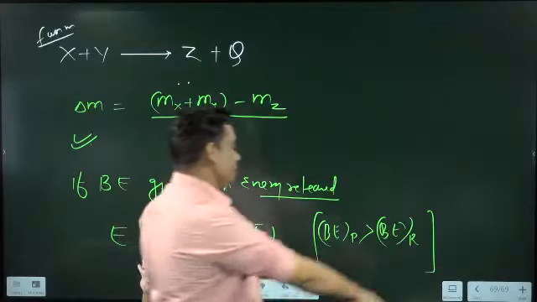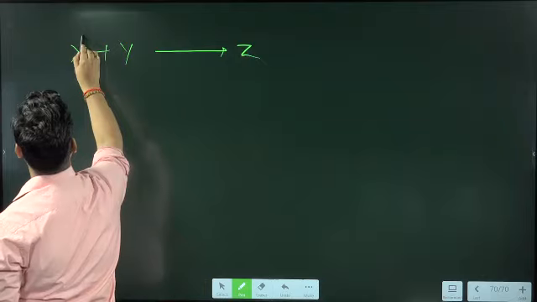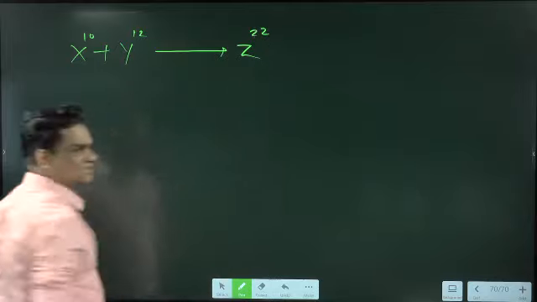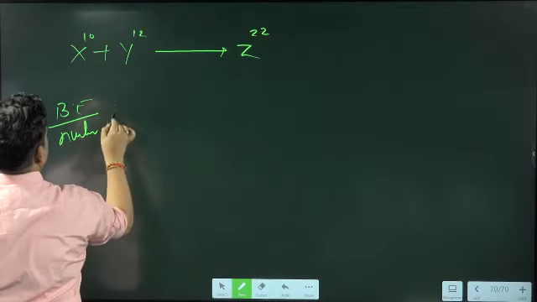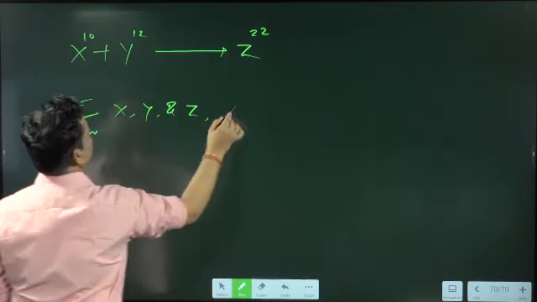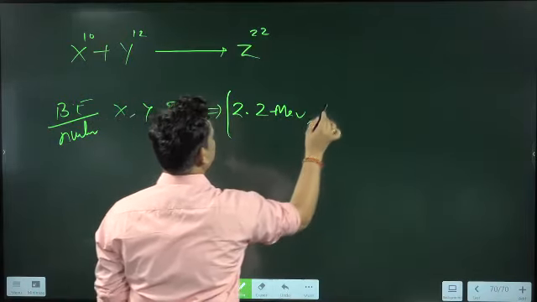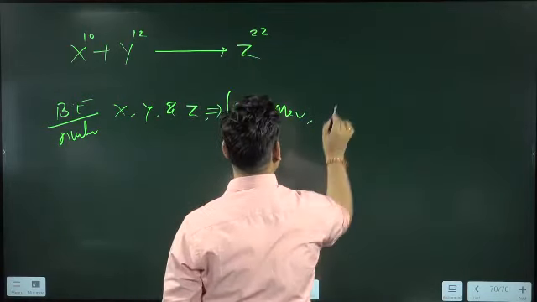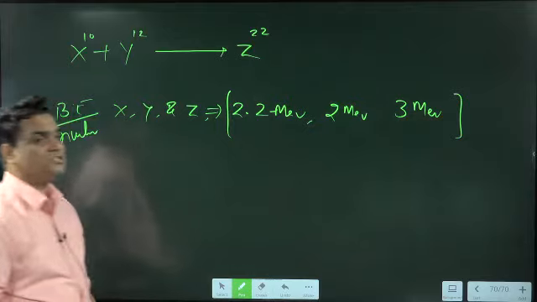Now, if I take one question in this, x plus y gives you z. Suppose this is 10, this is 12, and we get 22, as an example. I'm giving binding energy per nucleon for x, y, and z as 2.2 MeV, 2 MeV, and 3 MeV. So we can find how much energy will be released.